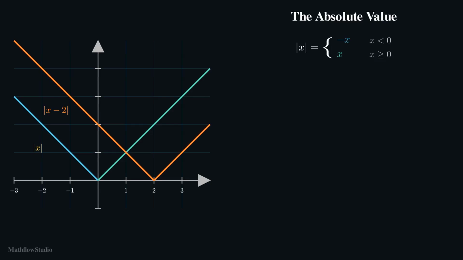The corner of this one sits at 2. In general, the seam of an absolute value sits wherever the inside is 0. Both rules give 0 at that seam, so nothing breaks. A corner is not a jump.